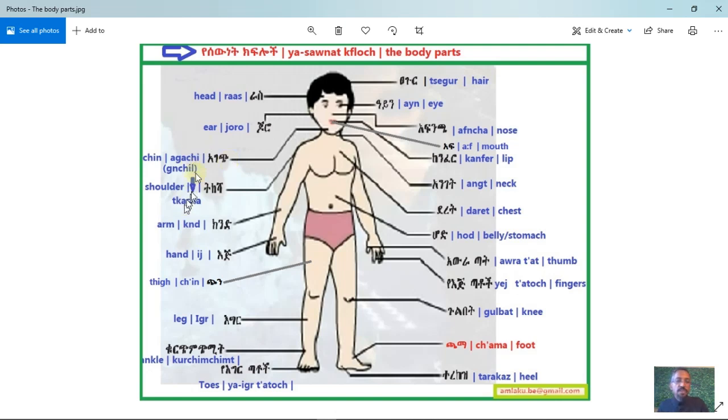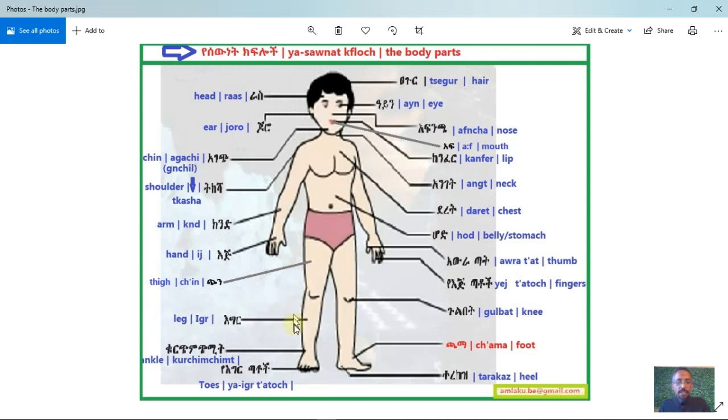Okay, so let's continue. It's not agechi, it's agech. Takasha, shoulder. Arm, kund. Hand, edge. Thigh, chin, again it's not chin. Leg, agir. Agir actually is for the whole body part, including the foot.